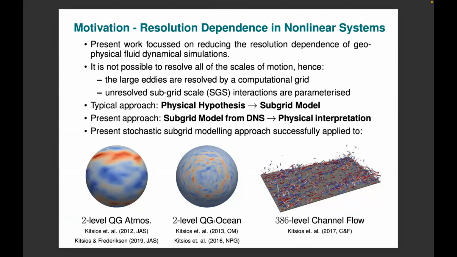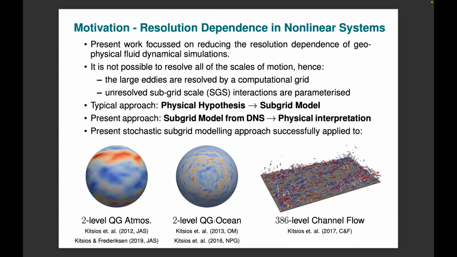Okay, the motivation for my work is to address resolution dependence in the numerical simulation of nonlinear systems, specifically geophysical fluid dynamics today. As we all know, it's not possible to resolve all the scales of motion for these flows on a computational grid, which is why we resolve only the large scales and we have to parameterize the unresolved subgrid scale interactions. The typical approach, as done in the classical Smagorinsky schemes and others, is to start off with a physical hypothesis of how proposed subgrid interactions behave, and then develop a subgrid model from that.